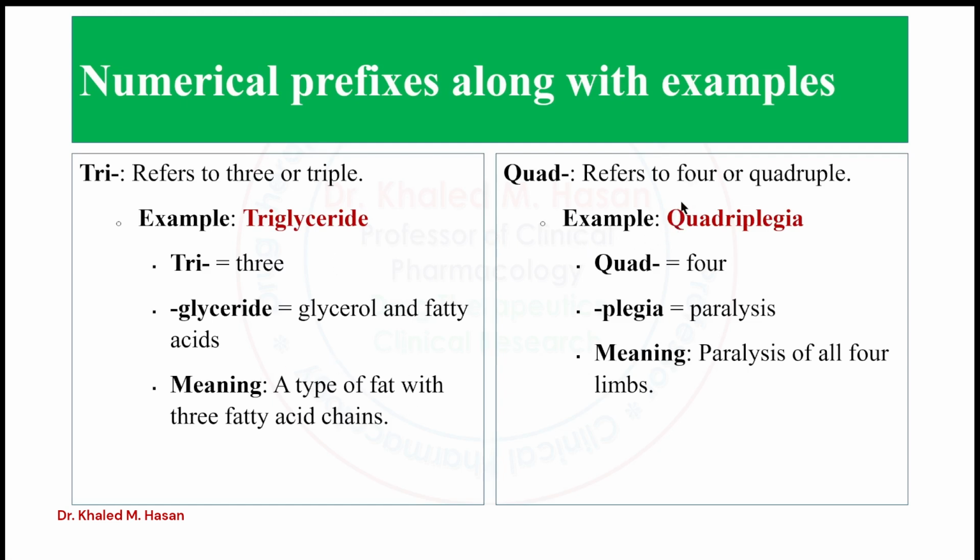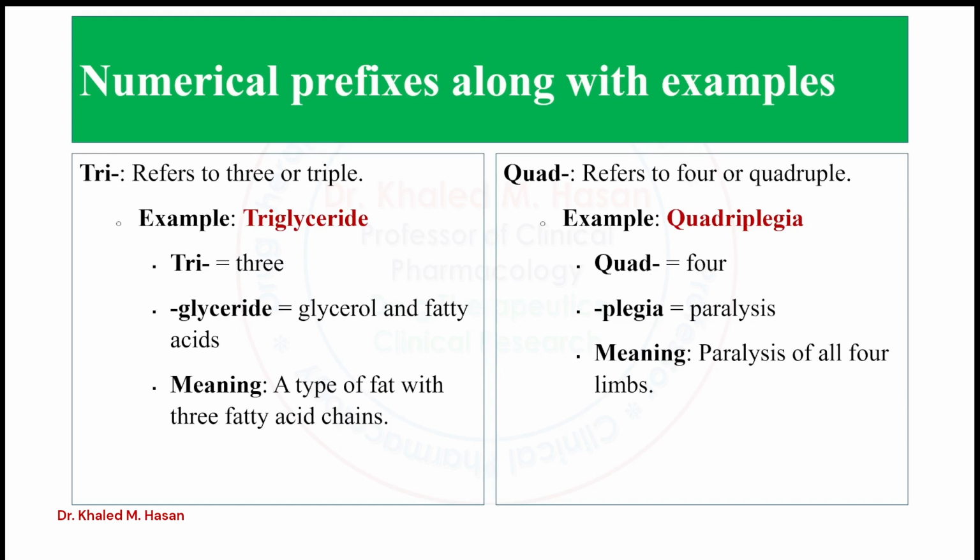Then we have quad or quadruple. Quad refers to four or quadruple. We have quadriplegia. Quad refers to four, plegia to paralysis. Here the patient suffers from paralysis of all four limbs.